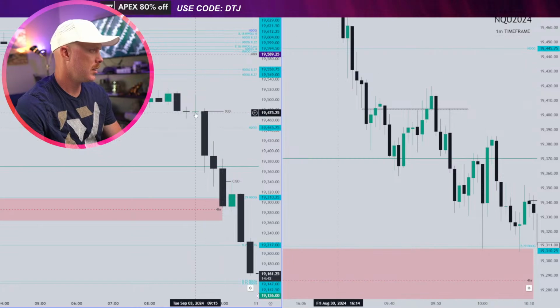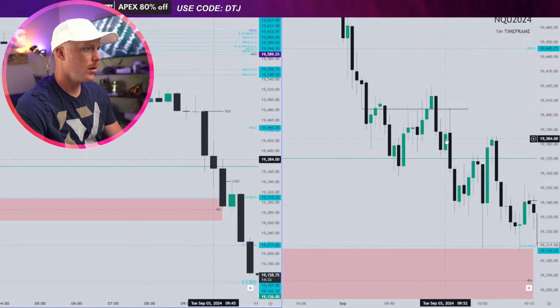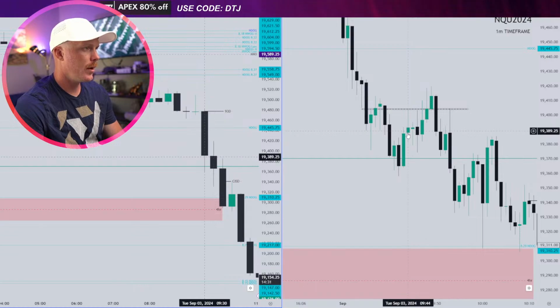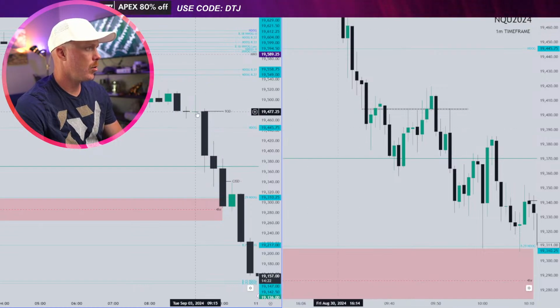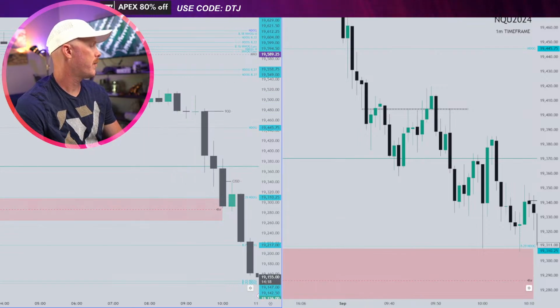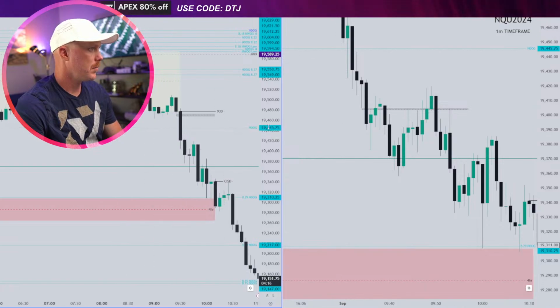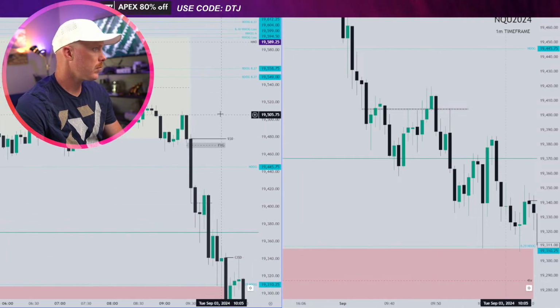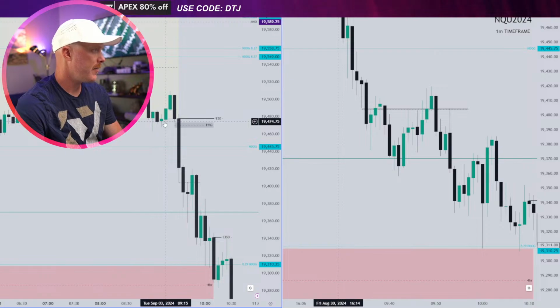Let's see here. Where would we have gotten that 15-minute close? So it would have been at 44. So 44 would have been right here. That gives us an order block. Very, very small. That's really small. What about on the 5-minute? So here's a 5-minute order block.